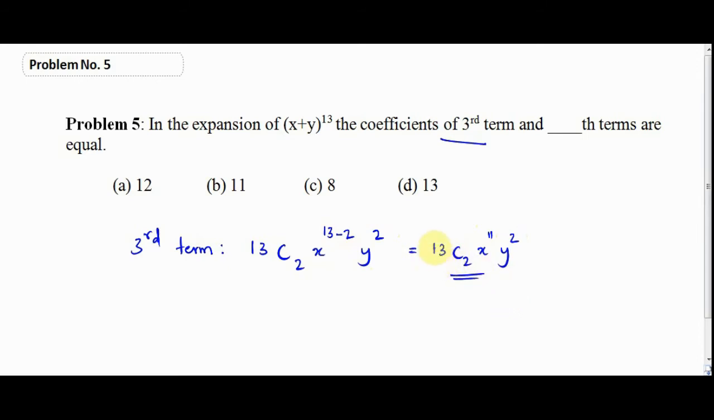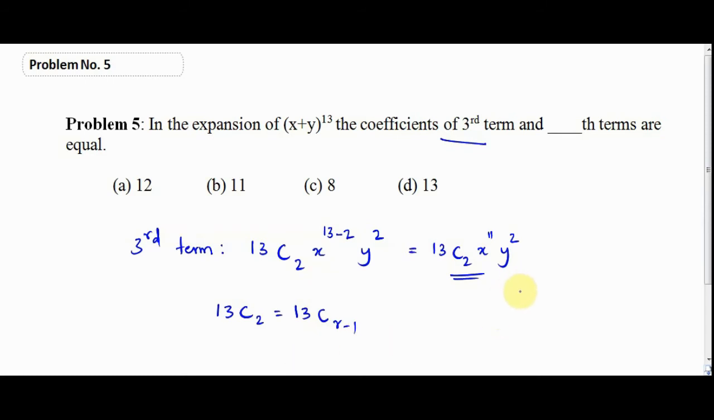Now the coefficient is 13C2. The coefficient of the third term is 13C2. This will be equal to the coefficient of some term, let's take it as the rth term. So the rth term in the expansion will have a coefficient which is 13C(r minus 1).